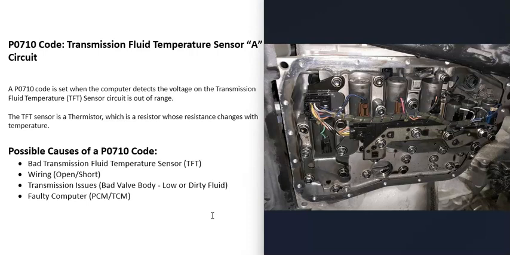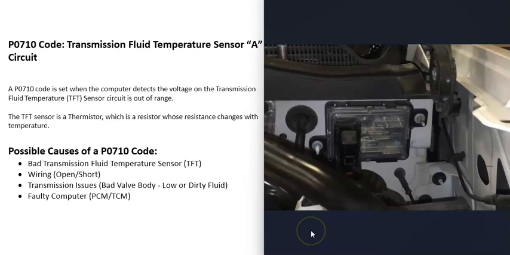But if you're only getting this P0710 code, then very likely it's just a bad transmission fluid temperature sensor or the wiring. But keep in mind that there could be some kind of issue going on with the transmission that's stopping that sensor from working. For example, say the transmission's overheating and causing that sensor to read really high, then that could cause issues. So the next thing on the list is going to be some kind of transmission problem.